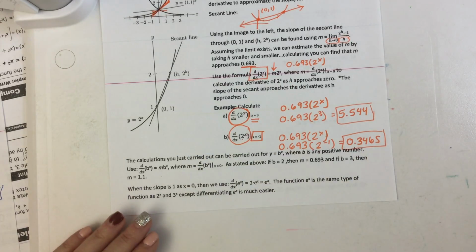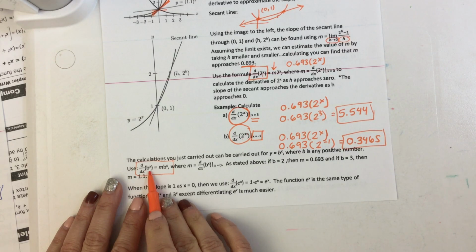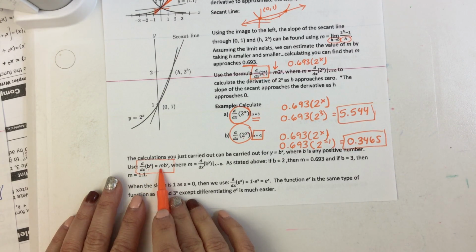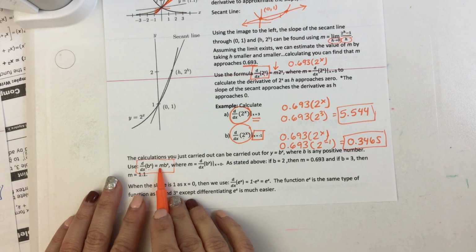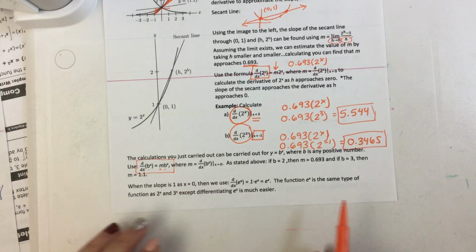Quick and easy. So again, this is what the formula is, and it works for any exponential function. Whatever the slope is at the point (0,1), that's m. Then you just rewrite the function. Okay, so that's pretty cool.